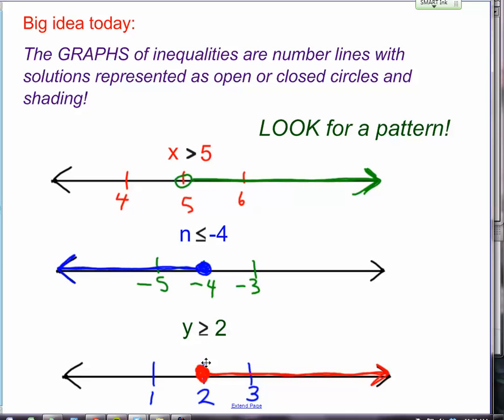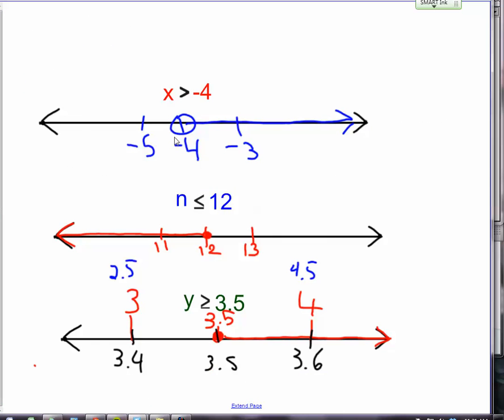y is greater than or equal to 2. Solid circle on 2, and I shade to the right because I'm looking for all the answers that are bigger than or equal to 2. If I test 3, 3 is greater than 2, so I know I'm correct. Okay, then you practiced some in your table group.